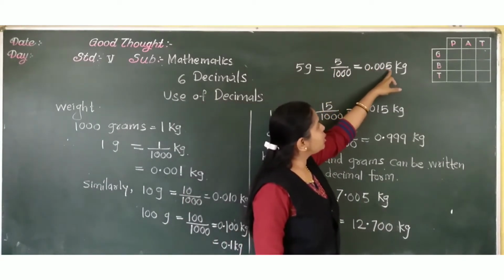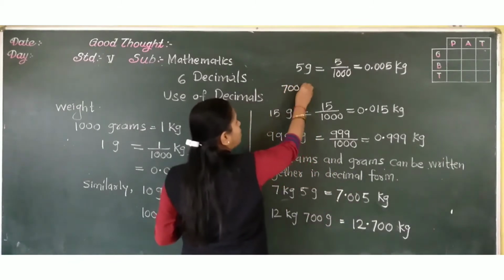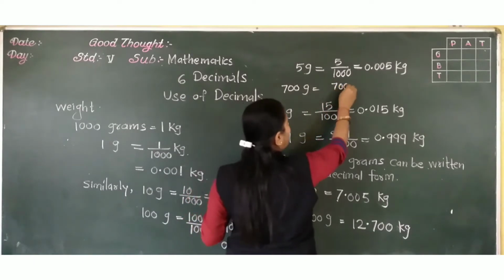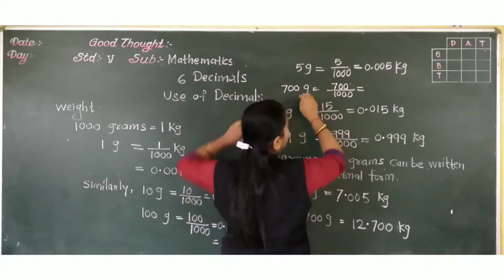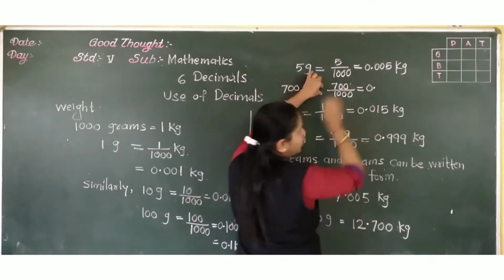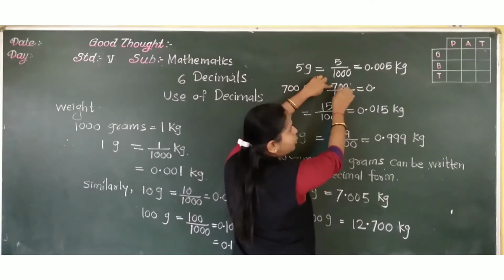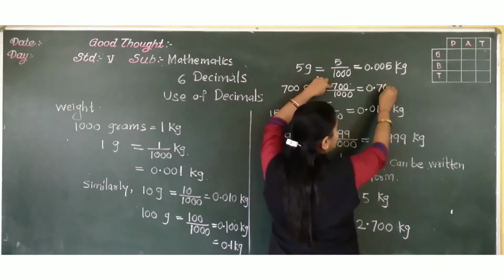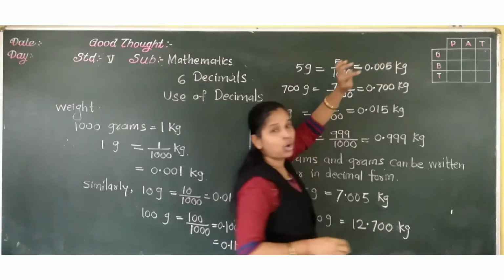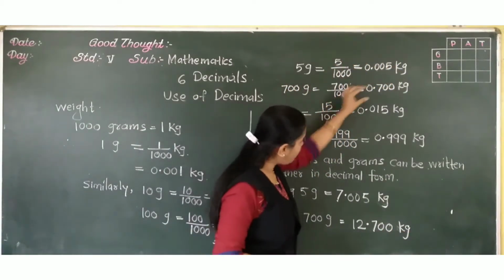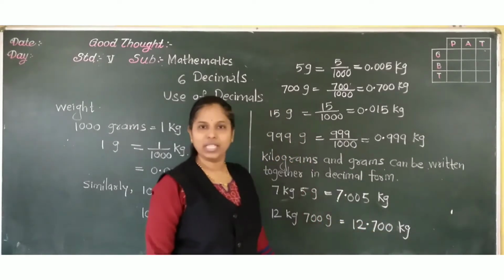So that is 0.005 kg. Now 700 gram converted into kilogram. Here see, the whole part has nothing, so 0 point, and for 7, down also 3 zeros. The numerator has 3 digits, so no need to take any zero. So 700 gram means 0.700 kg. And at the whole part, which number is here? 12 kg. So 12.700 kg, in this way.